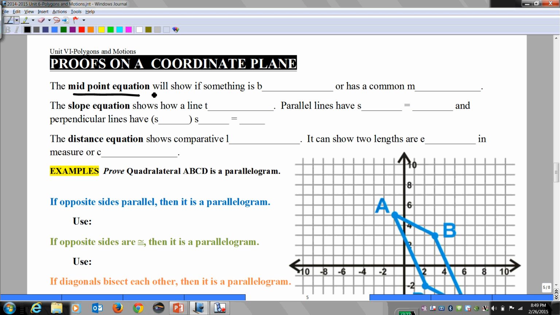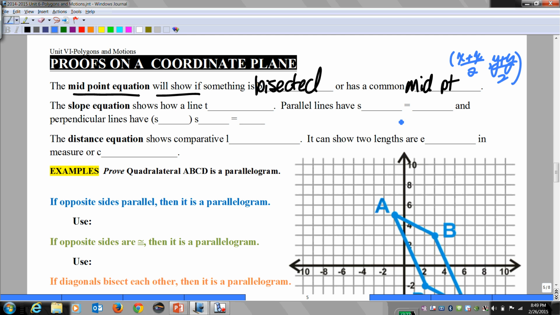The midpoint equation is going to show if something is bisected or has a common midpoint. Write the midpoint equation in the margin. The midpoint equation is add the x's, divide by 2, add the y's, divide by 2.